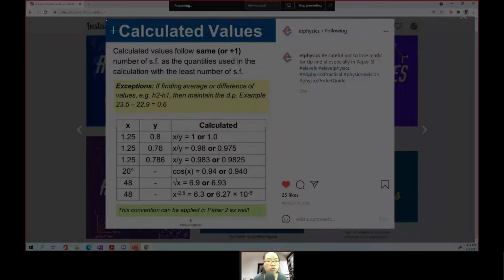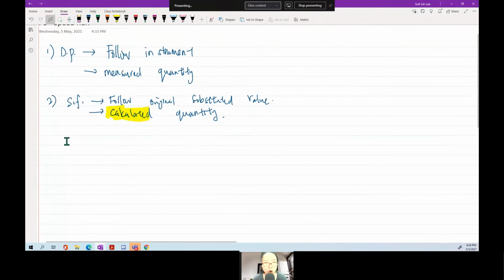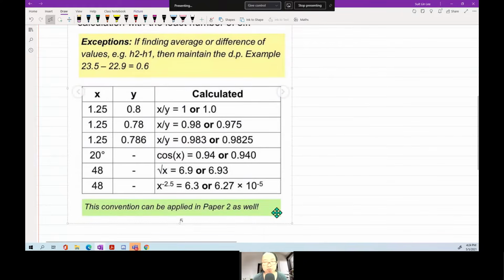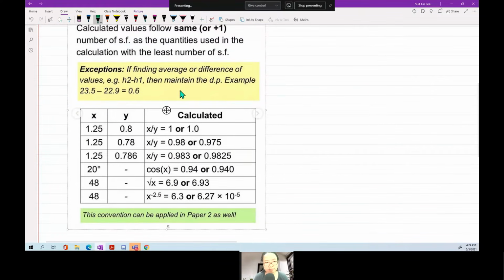I'll put this here as well. This convention is the general standard that we apply because we have to honor the SF that is provided, that you are able to measure. For example, if you look at this, follow the least SF. So which one is least? I will highlight the least SF. This one is least SF. This one is least SF. These two are the same.